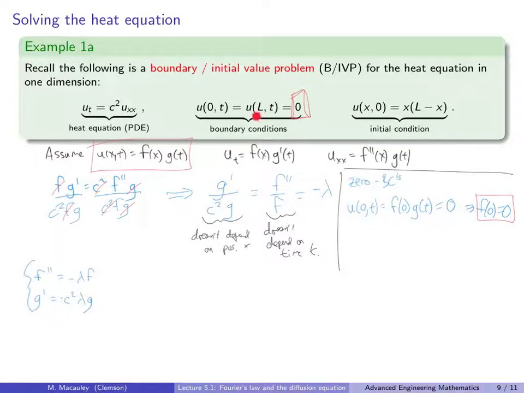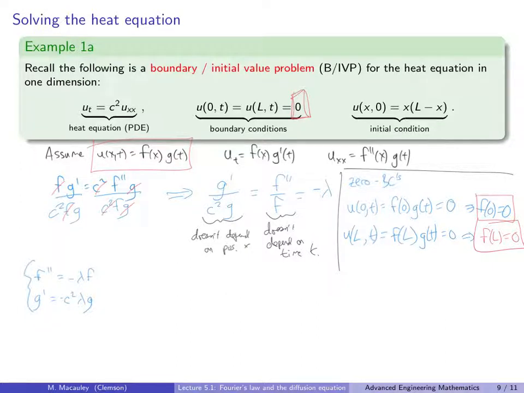Similarly, we have this other boundary condition. This says that u at L and t, well, as before, let's just plug in L into f of x. So u of L and t is f of L times g of t. Once again, that's equal to 0. And we have a number times a function g equaling 0. The only way that could happen is if that number, f of L, was equal to 0. So that's our second boundary condition.